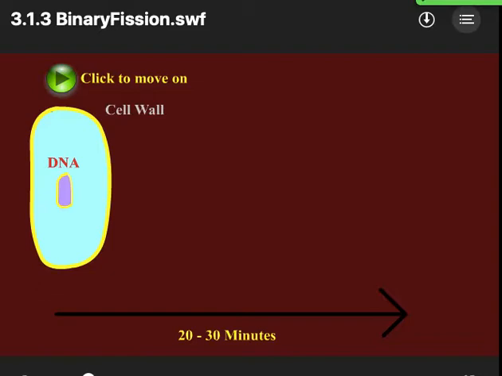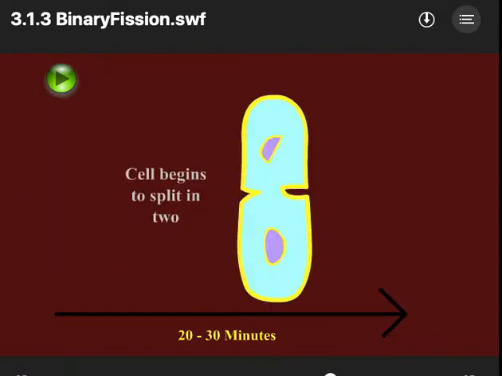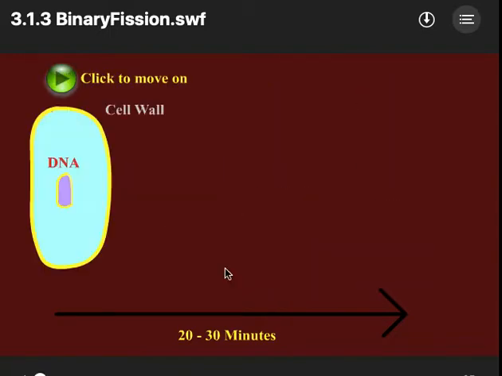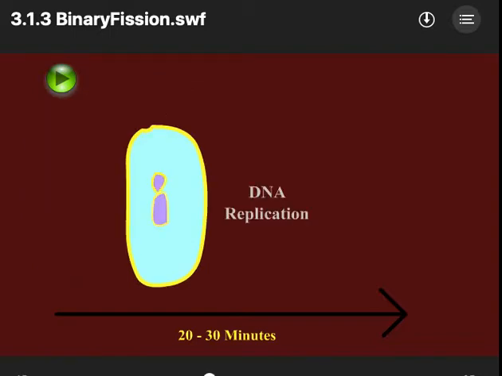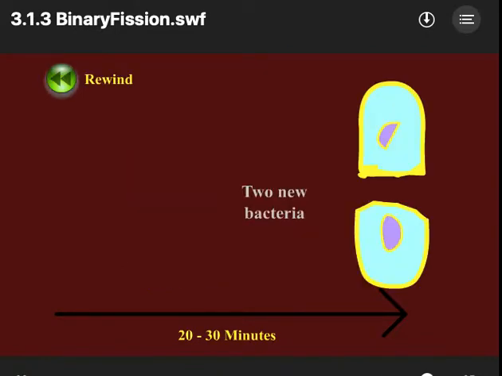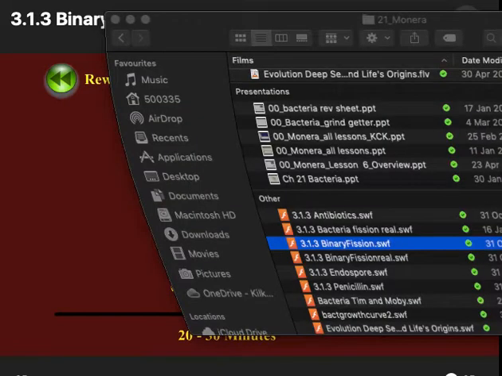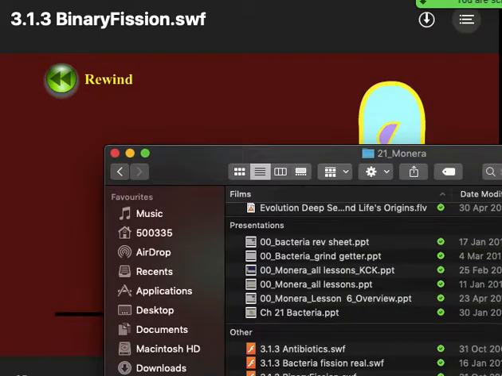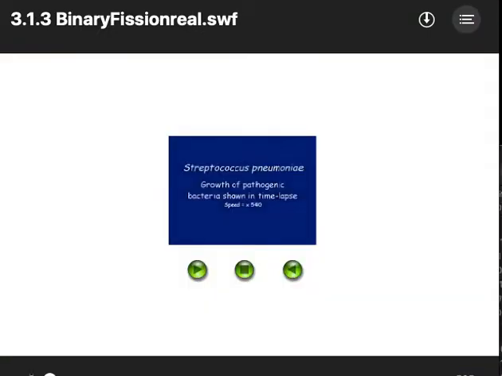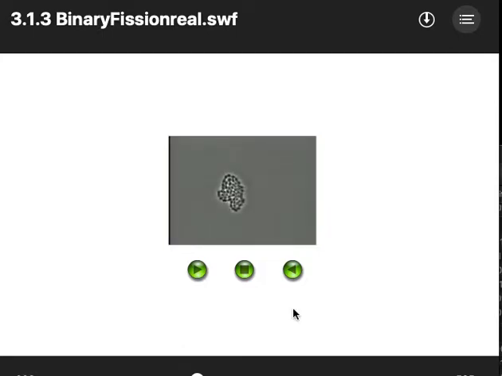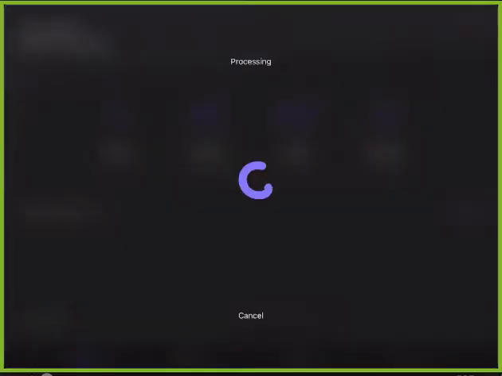Alrighty, so play this. So our DNA replicates, the cell splits in two, the DNA is either side, and eventually it will split apart. I want to show you this one. So this is it in real life. Very, very quickly you can have lots and lots of cells. It's kind of freaky, but binary fission, it's usually the words they are interested in.